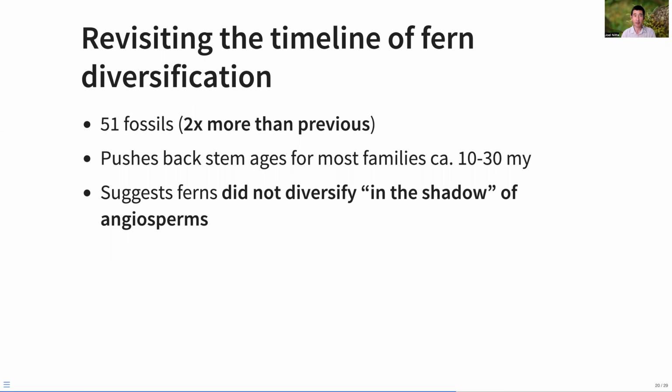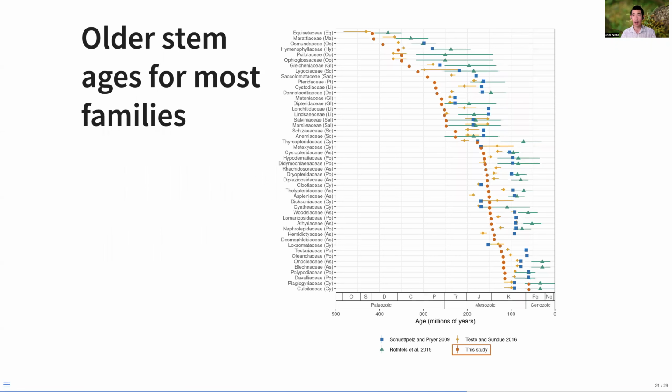And this is a plot showing the stem ages of various families in comparison with previous studies. And you can see that our ages, the red dots, tend to be older for almost all of the families. Now, I should put one caveat on this, that this is still a somewhat preliminary analysis done with TreePL. So in the future, it does need to have some more rigorous analysis to verify that this is really what's going on.